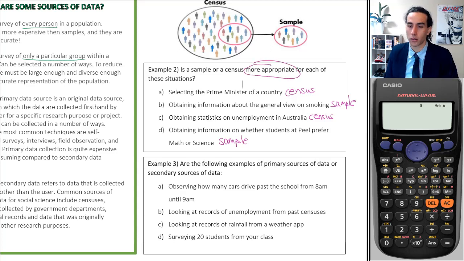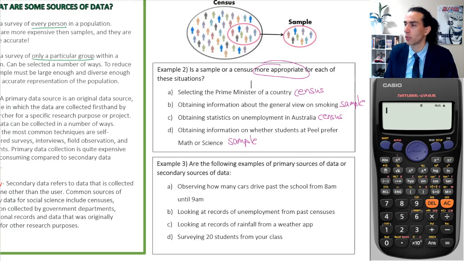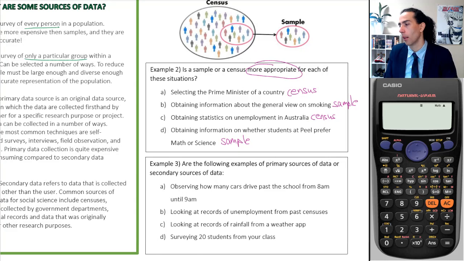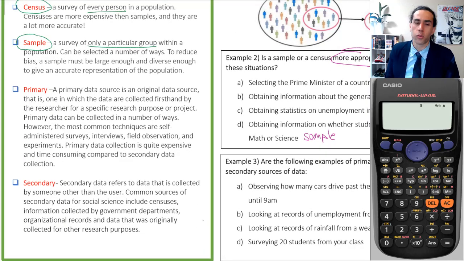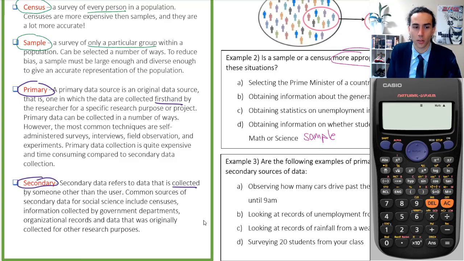I'm going to scroll back over. 3, 2, 1. So going back over lefty side. Primary, it's original data, it's first-hand data. It's data you got yourself. Whereas secondary, it's collected by someone else.